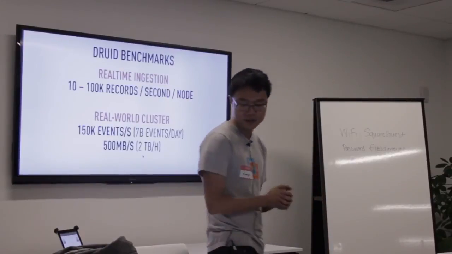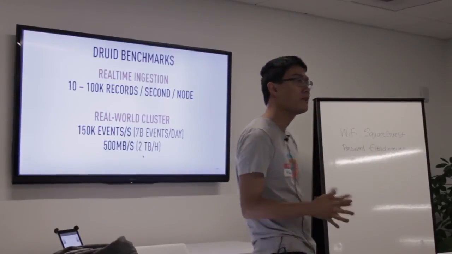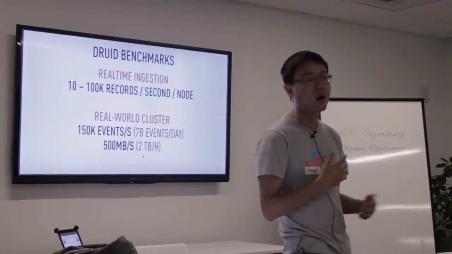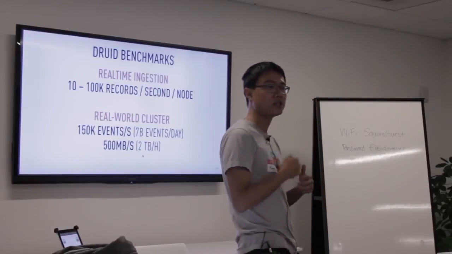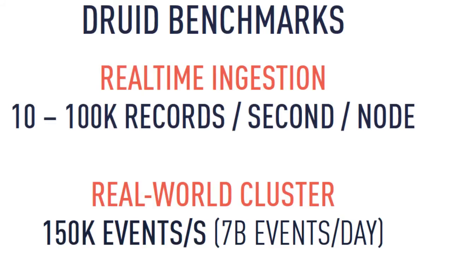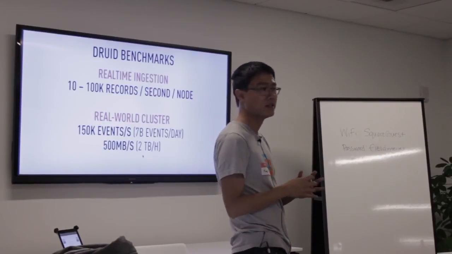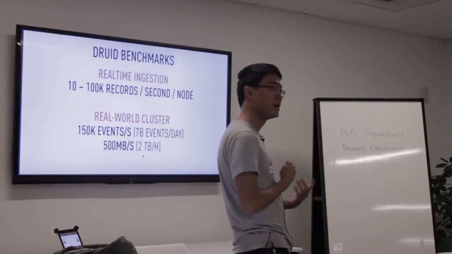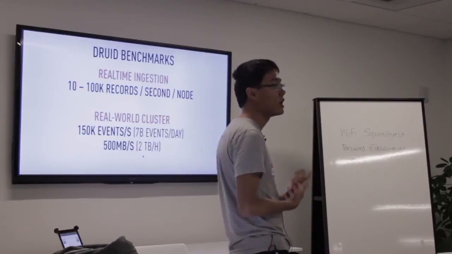Okay, so finally some benchmarks. We've benchmarked our real-time ingestion on real-world data from anywhere between about 10 to 100,000 records per second per node. Ingestion rates vary very much with data complexity, but for the data sets that we've seen from people, these are some numbers. In one of our partner clusters, this is actually deployed at Netflix right now, they ingest at a rate of about 150,000 events per second, and that's about 7 billion events per day. That amounts to about 500 megs a second, or 2 terabytes of data per hour.